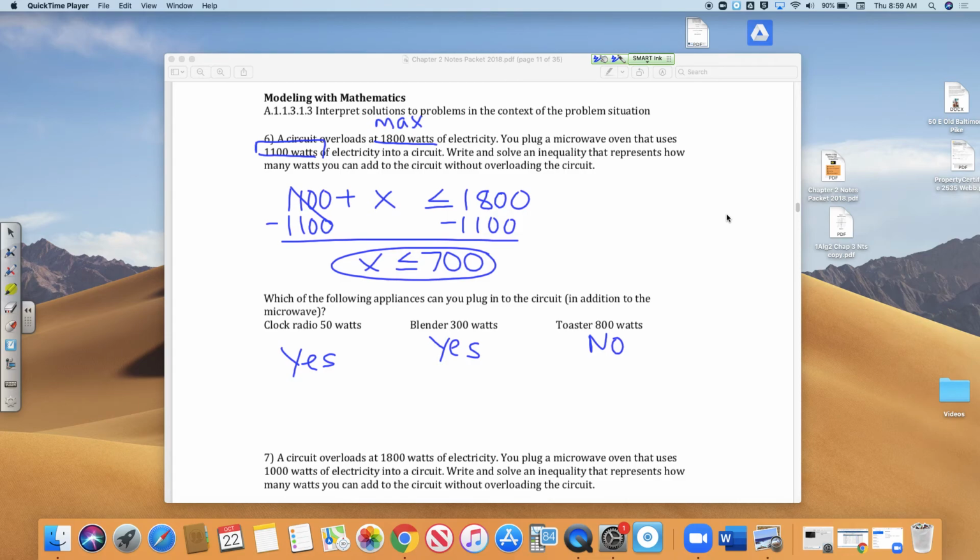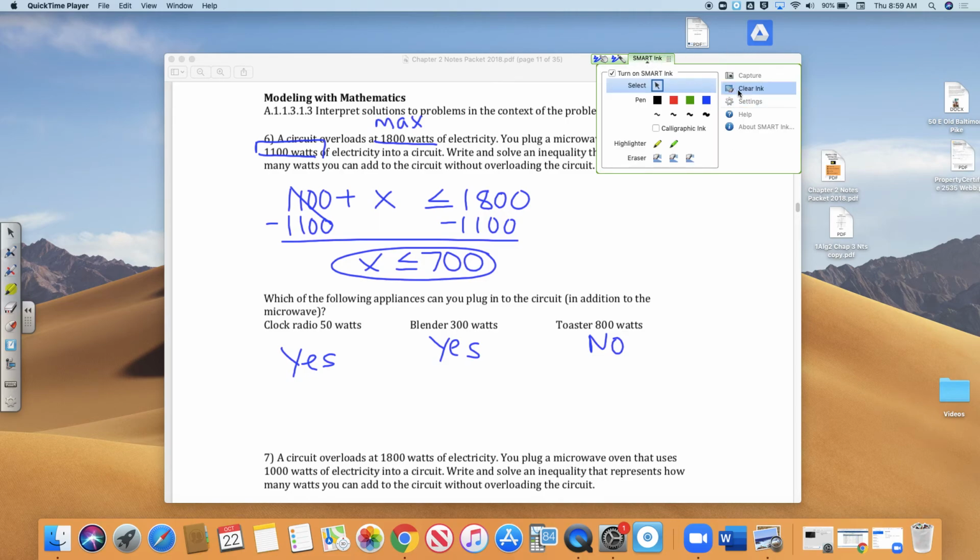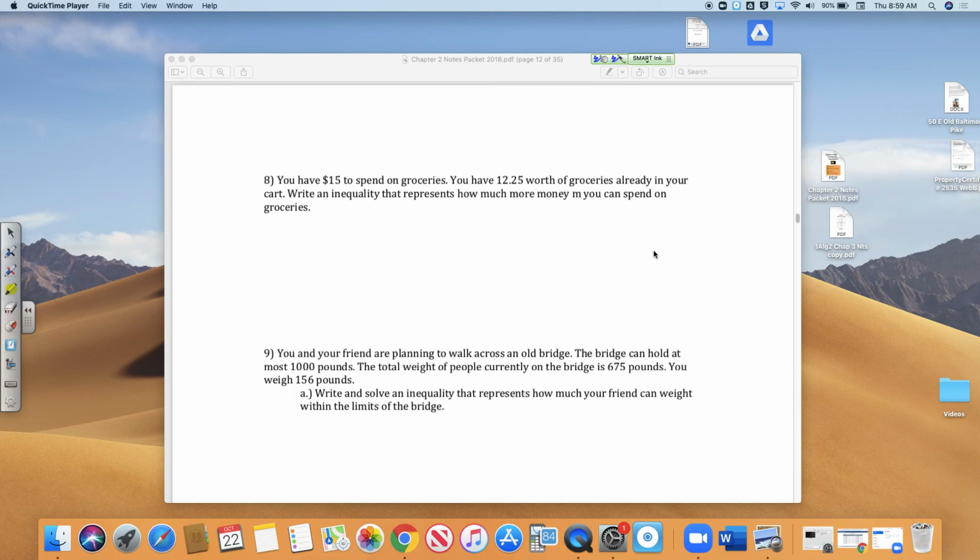Number 7 is almost identical. It's the same amount of watts of electricity. It's honestly silly to do it again. We're going to skip it and complete the back side here. So let's skip this and flip over to the other side.